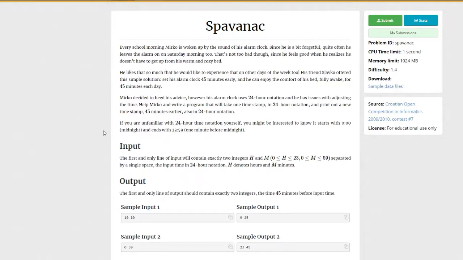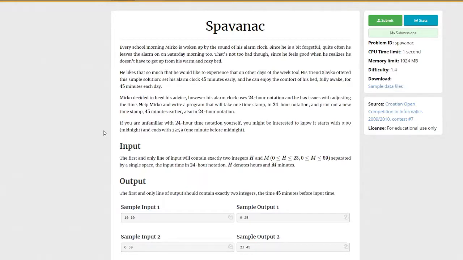However, his alarm clock uses 24-hour notation and he has issues with adjusting the time. Help Mirko write a program that will take one timestamp in 24-hour notation and print out a new timestamp 45 minutes earlier, also in 24-hour notation. If you're unfamiliar with 24-hour time notation yourself, you might be interested to know it starts with 0:00 midnight and ends with 23:59, 1 minute before midnight.